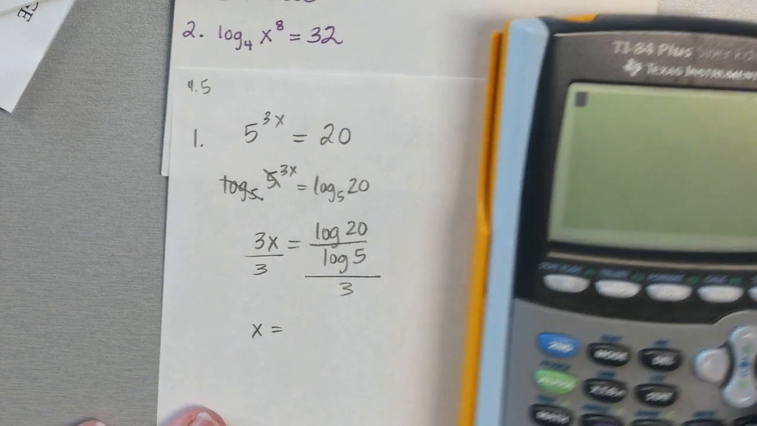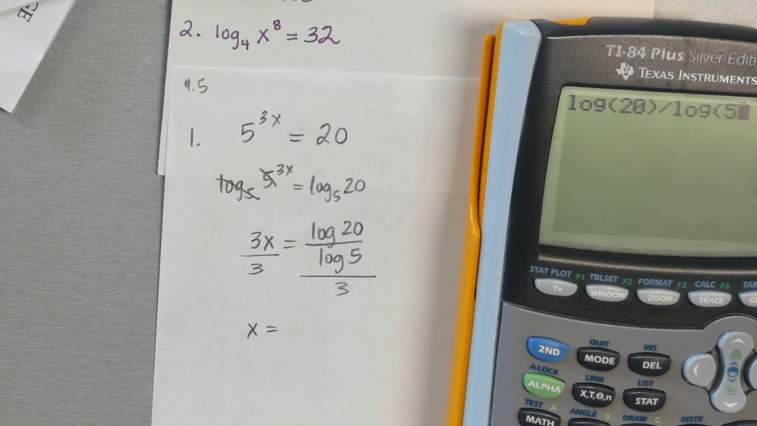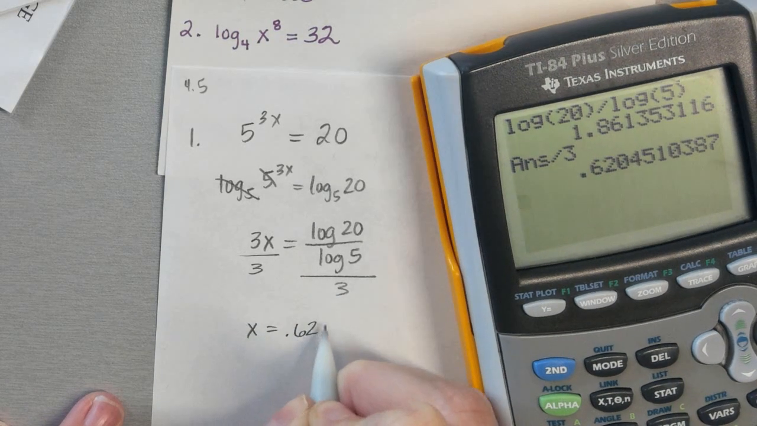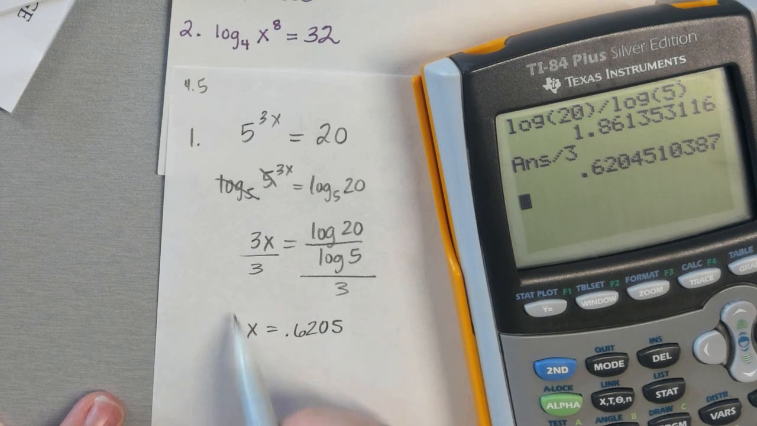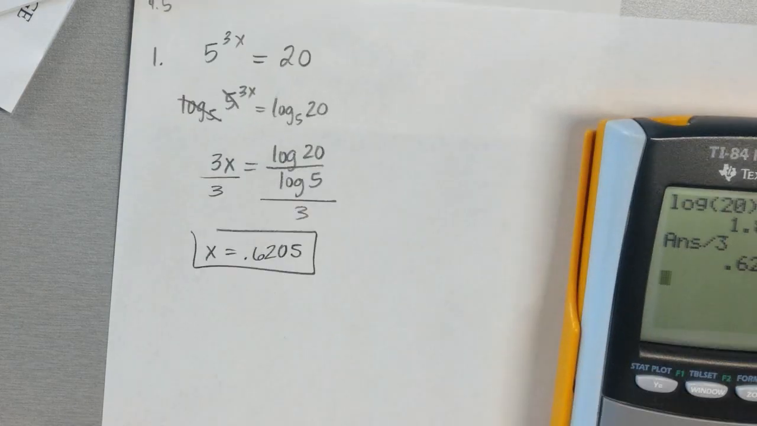I would do it step by step in my calculator. So I would do the log of 20 divided by the log of 5. I would press enter, and then I would divide by 3. Okay, and then it says to round to 4 decimal places, so this is going to round up to 0.6205.